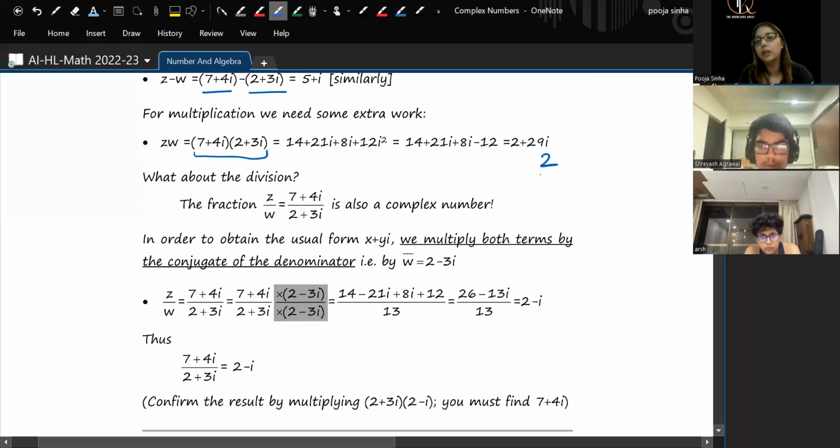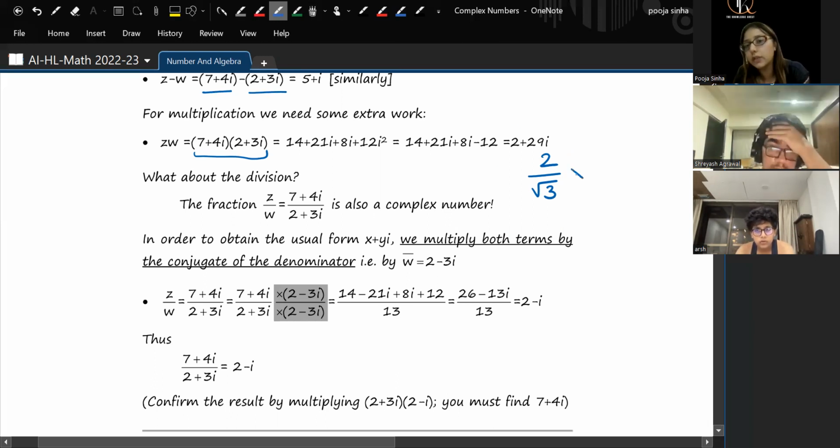Suppose I have 2 upon root 3. When I was doing surds, we learned that root 3 cannot be in the denominator. I can't have a root to the power minus 1. Right? I'm just talking about surds, what we learned last year. So how do I rationalize this? You remember we used to multiply by the denominator and divide by the same number. Remember?